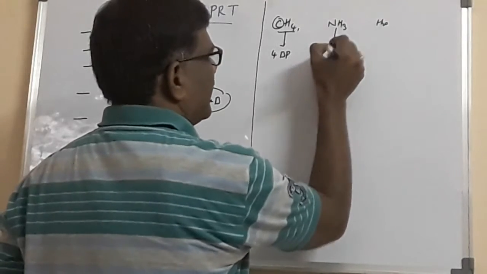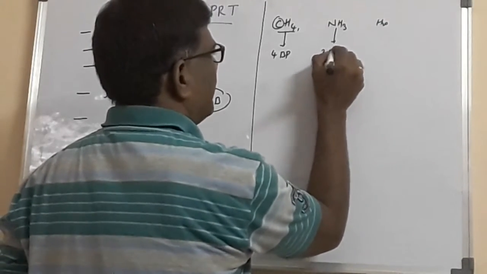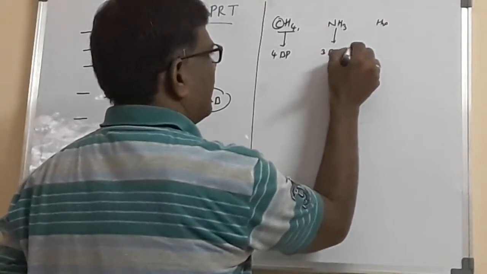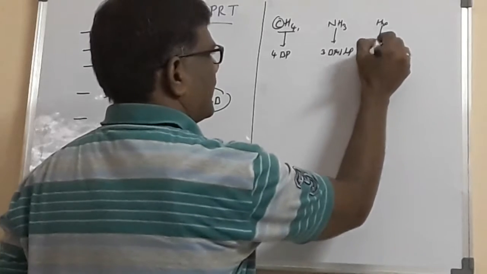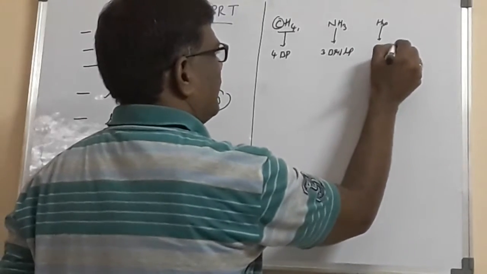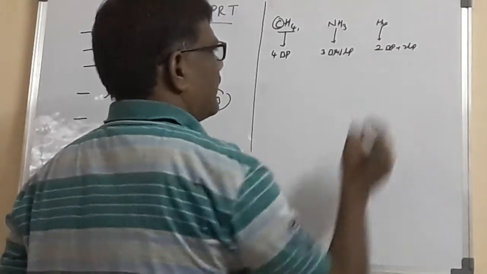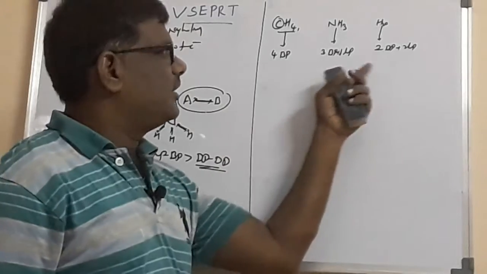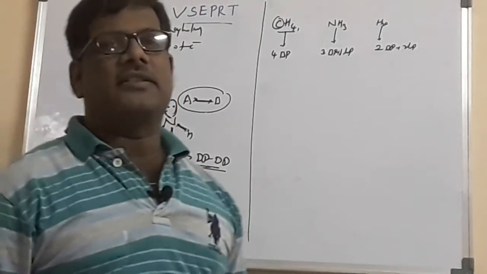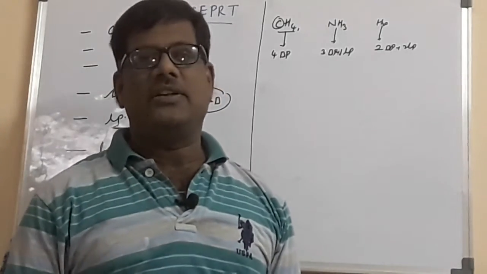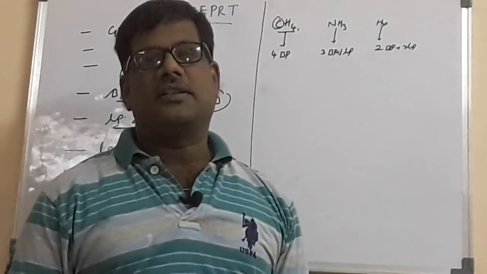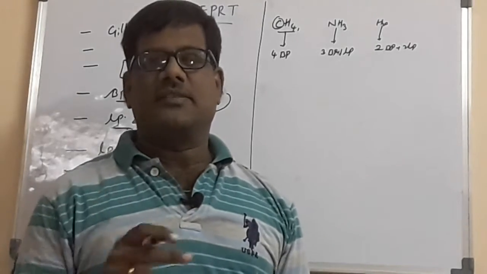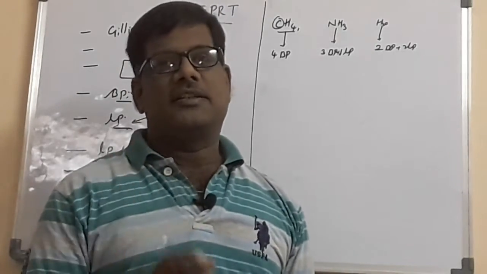Here, ammonia contains three bond pairs and one lone pair of electrons, whereas water contains two bond pairs and two lone pairs. How are the 4, 3, 2, 2 predicted? By taking the shortcut. In the last video, in the calculation of hybridization, I gave one shortcut which gives you the bond pairs and the lone pairs.